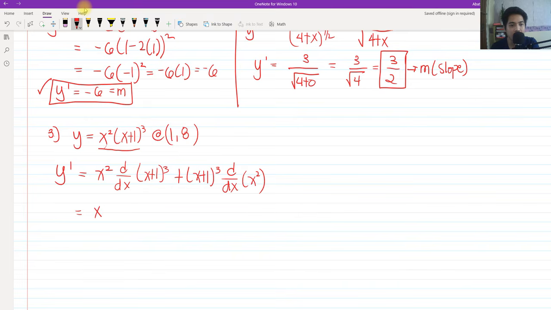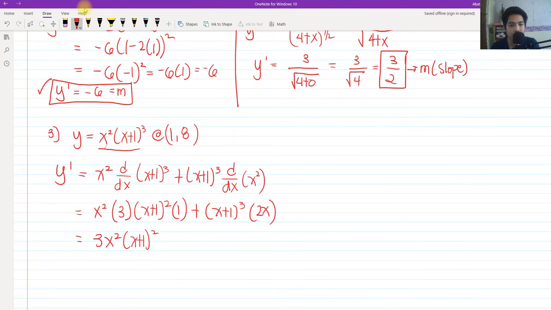So we have x squared multiplied by the derivative of this. So we have 3 times (x plus 1) squared. Differentiate the inside function, so we have 1 with respect to x. Then plus, we have (x plus 1) cubed. Differentiate this, we have 2x. So we have 3x squared times (x plus 1) squared, then we have 2x multiplied by (x plus 1) cubed. That is our y prime.